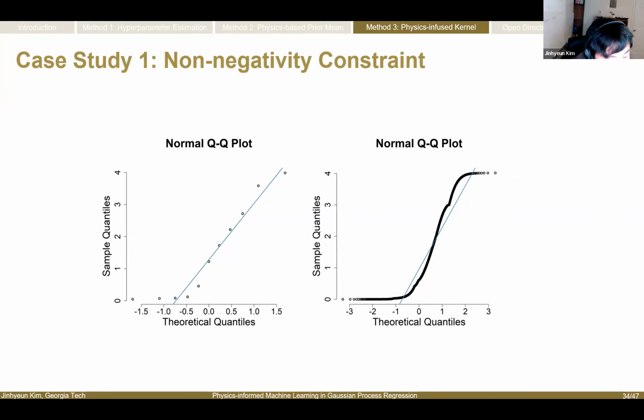Also, there are popular methods called truncated Gaussian likelihood function, which is used to embed inequality constraints, and they may not work well for the non-Gaussian data. Here, this is the QQ plot, which shows the deviation of the data distribution. For example, the deviation of the data from the blue straight line indicates the deviation of the data sampling from the Gaussian distribution. So this is the skewed data set.